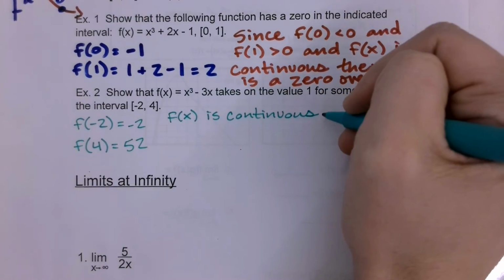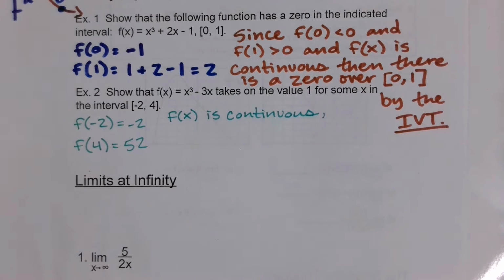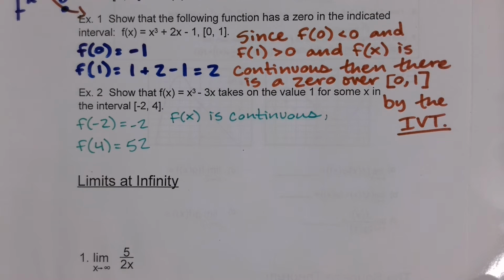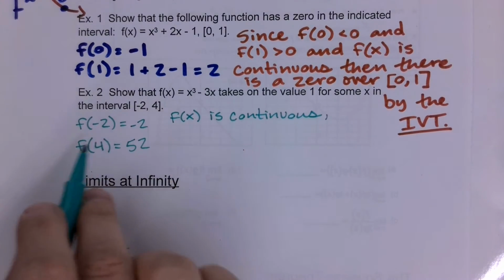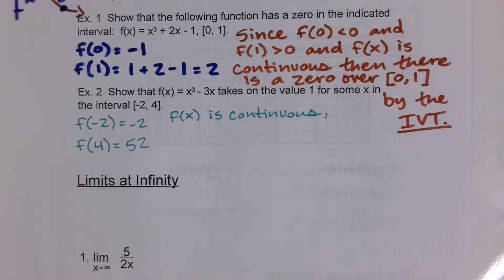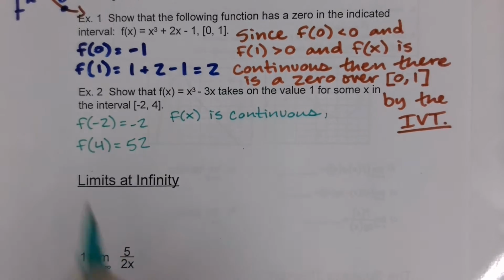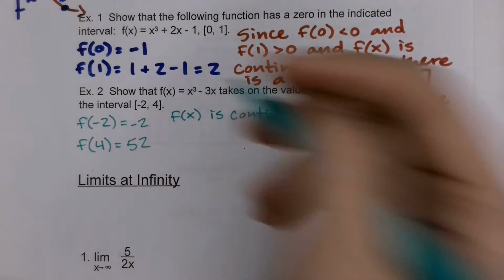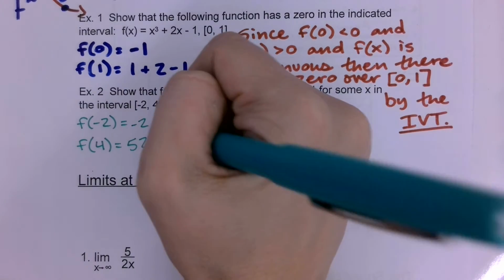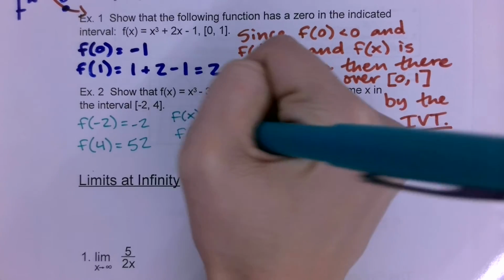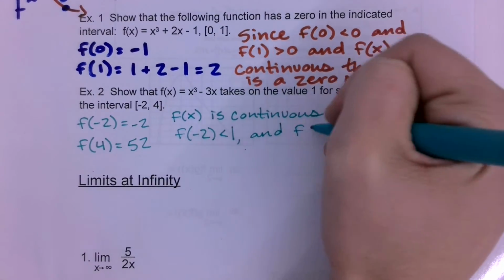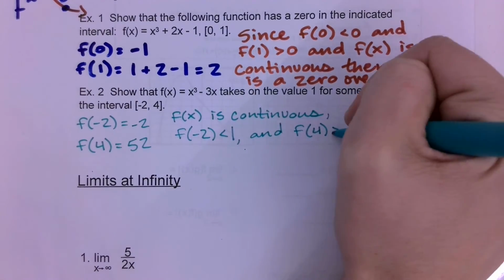Because it's a polynomial. I'm sorry, I thought you said it's positive. It is positive, but I think I just misheard. So we've got f of x is continuous. For your explanation of being below 1 and above 1, you could literally say that f of -2 is below 1 and f of 4 is above 1, or you could use the same notation we used on the last one. Say f of -2 is less than 1 and f of 4 is greater than 1.